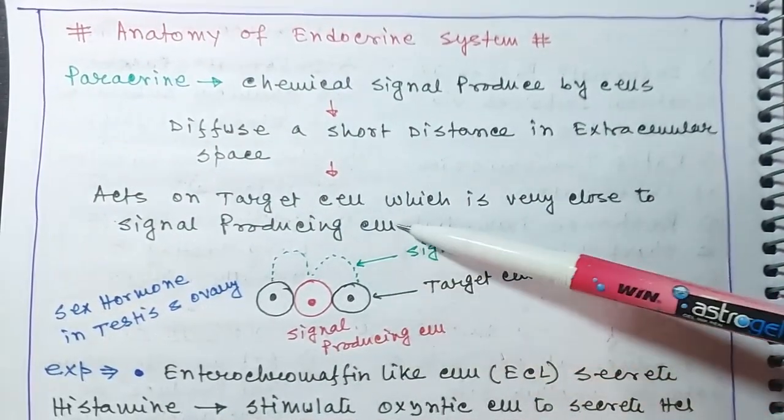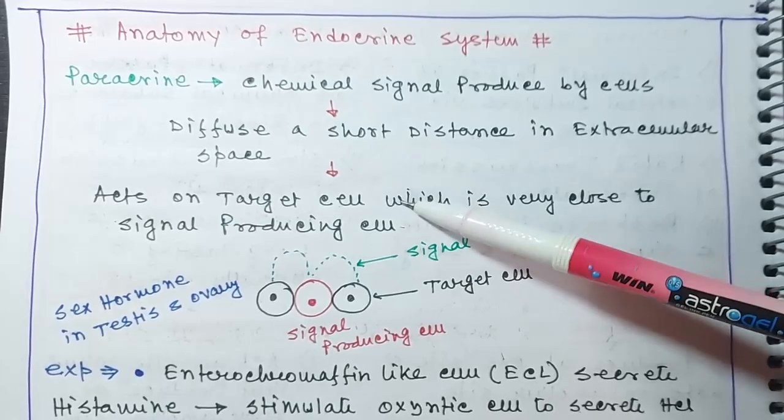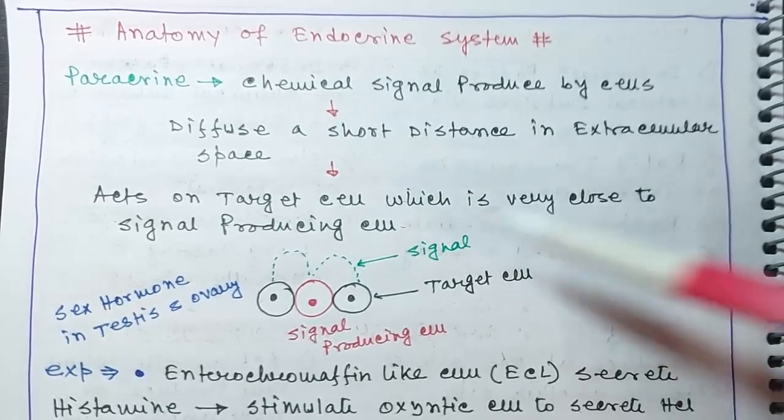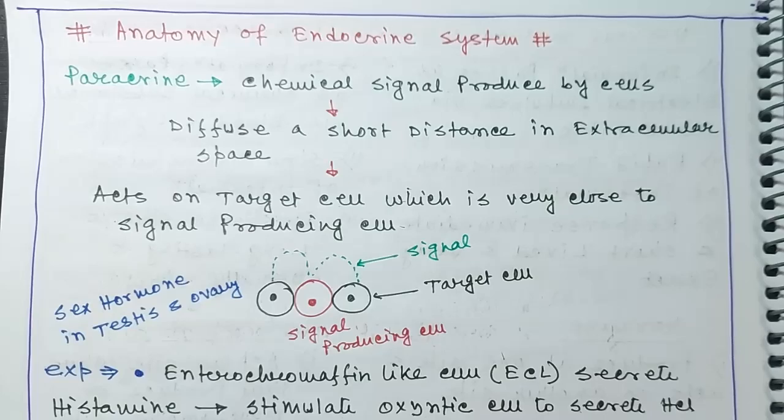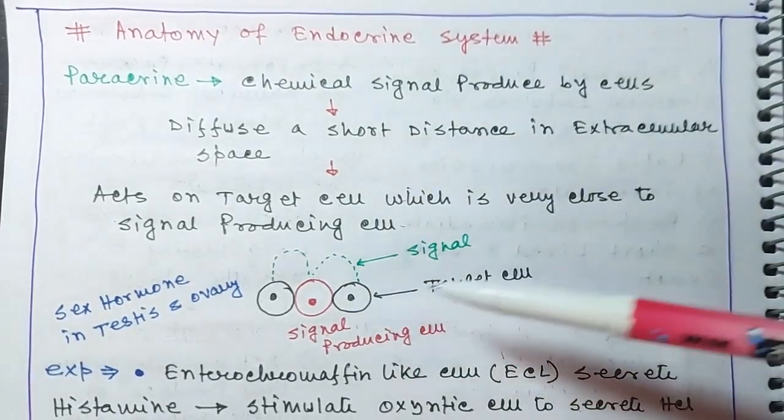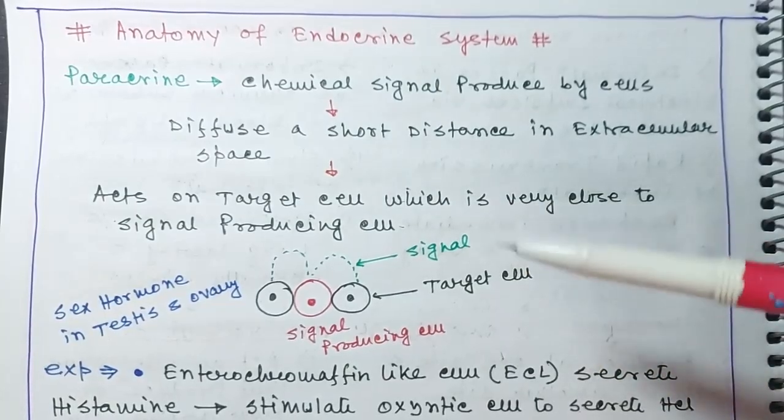In this video we will discuss different types of secretion, that is paracrine secretion, autocrine secretion, endocrine secretion, exocrine secretion, and also neurohormone and neurotransmitter. Right now, first we will see paracrine secretion and its example.